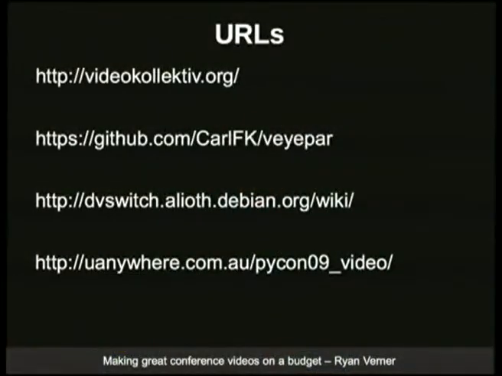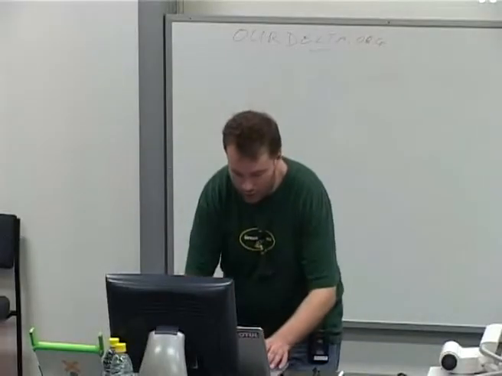Some URLs there. The first one is a Cycle Video Collective. It's a wiki, and it's an attempt to document a lot of this stuff centrally. The idea is for various AV teams to document the way they do things, the way they've solved issues, stuff like this. Open community, basically. The second one is the Git repository for VerNer. This is the workflow software I was speaking about. Third one being DVswitch, but I'm sure Ben will cover that. And the last one is an example of things like recording sheets, which I will show you now.